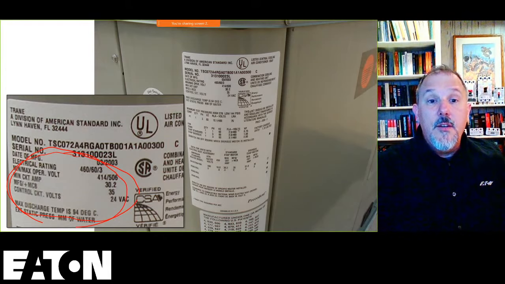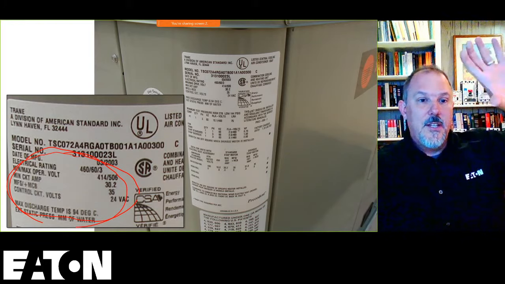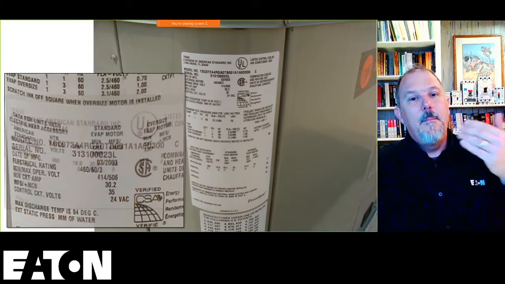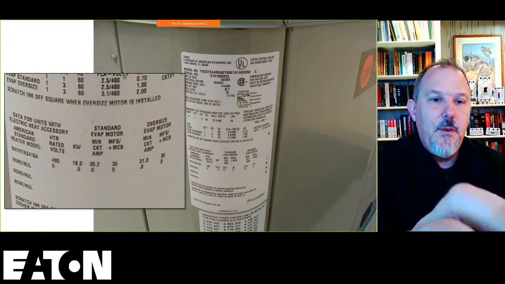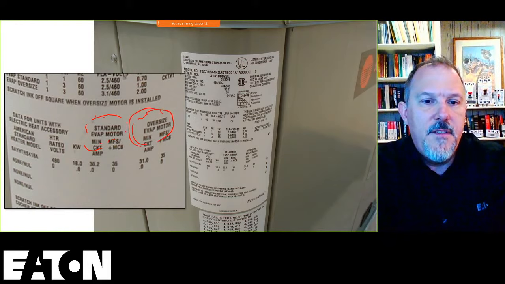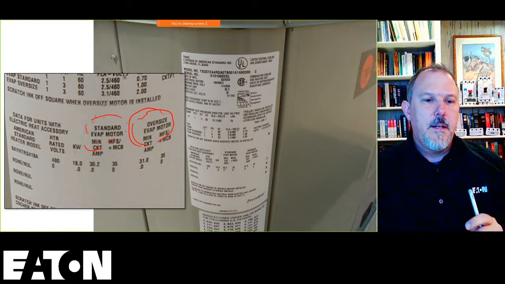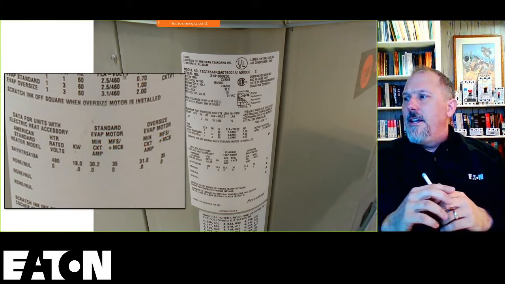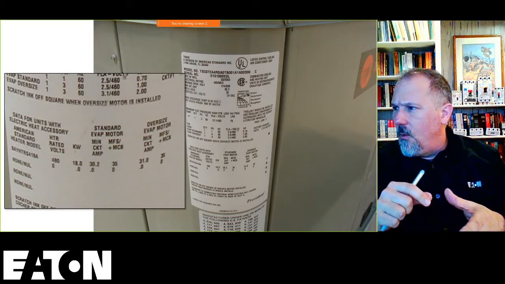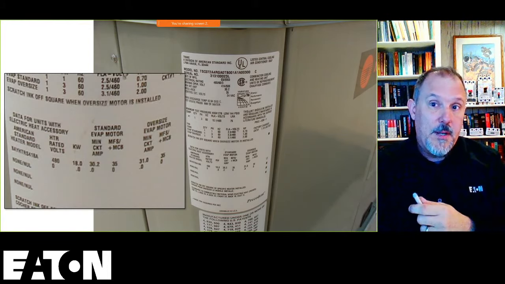In any case, the other thing to remember is, Donnie Cook and I had this discussion last night. In the top part, you have the MCA and the information that you need for doing all these calculations. But if you look down below, if you have a standard evaporator motor and if you have an oversized evaporator motor, you have different minimum circuit ampacities and maximum overcurrent protective device (MOP) values. So you have 30.2 minimum circuit ampacity for a standard evaporator motor, and 31 for the oversized evaporator motor. You have to know what's installed to make sure you pick the right numbers.